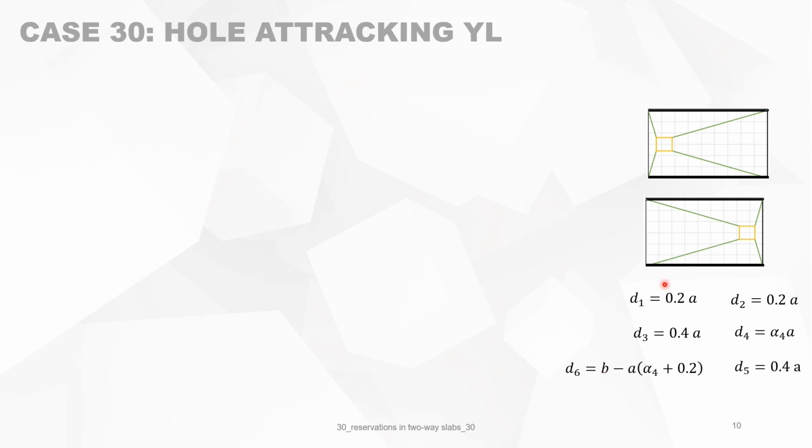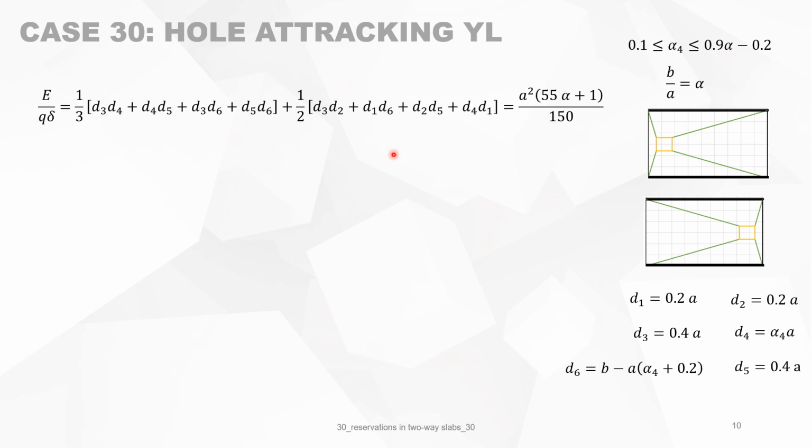This reservation means that D6, of course, this portion D6 is D minus A times alpha 4 plus 0.2. It's just from the geometry, and D5 is 0.4 times A. To make this movement, we see that alpha 4 goes from 0.1 times A to this side, which is of course 0.9 times alpha minus 0.2. So that describes this type of reservation with those conditions. And alpha is of course B over A.